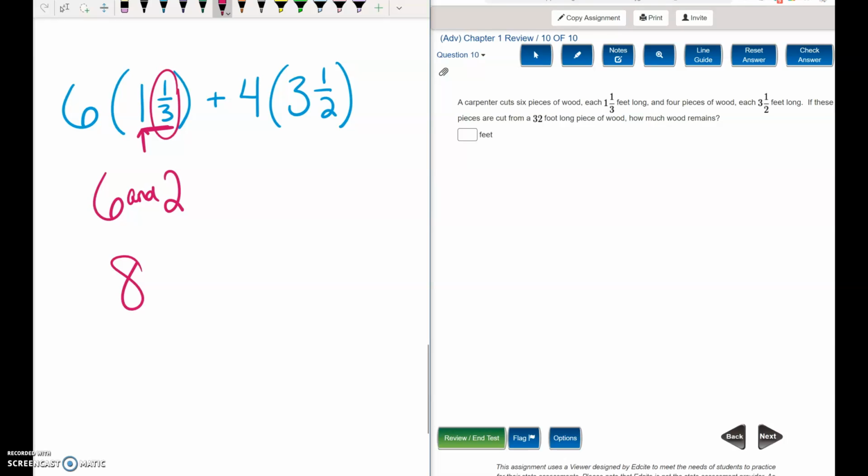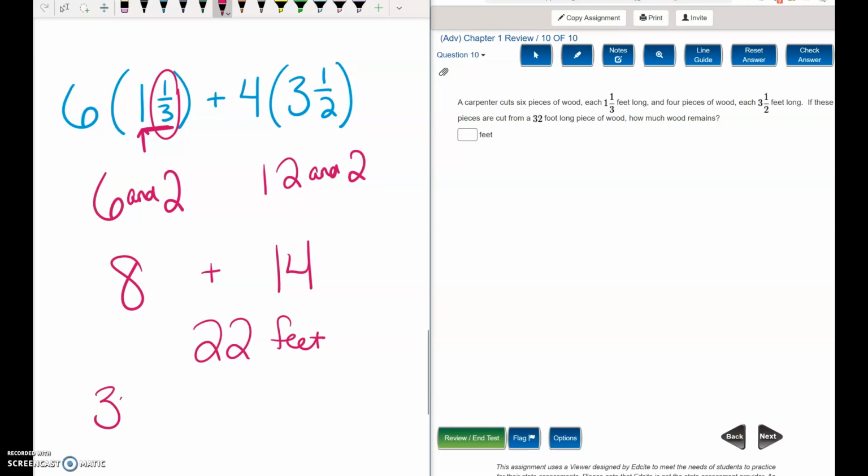This other one, 3 1/2. 4 times 3 is 12. 4 times 1/2 is 2. So we have 14 feet of wood there. That means we have 22 feet of wood. It comes from 32 feet. Take away the 22 feet that we used. We have 10 feet left over. So this answer is 10.